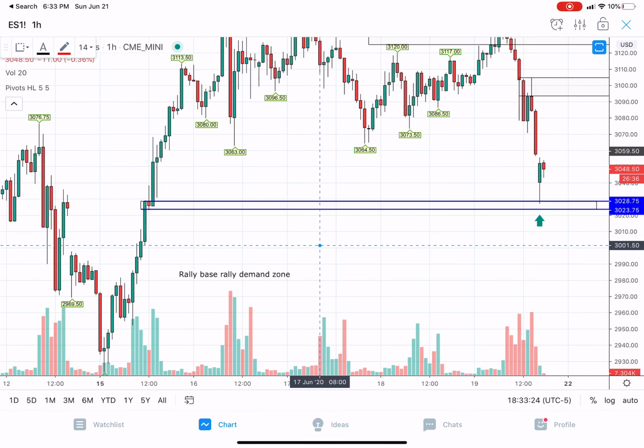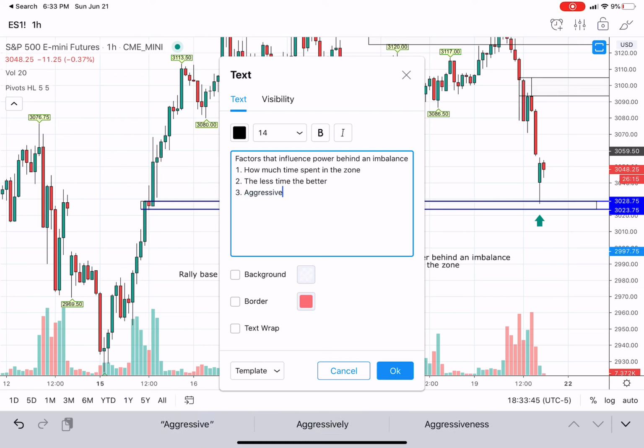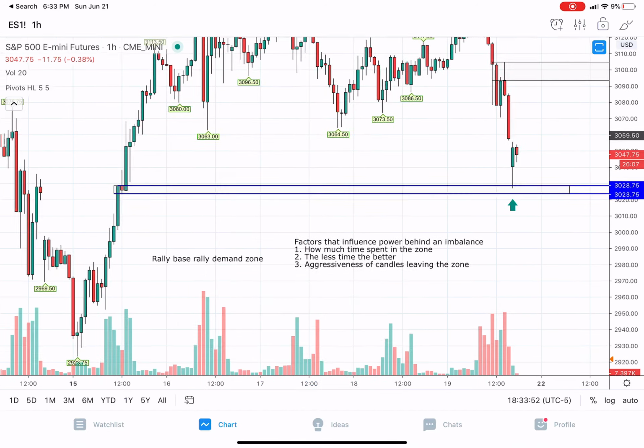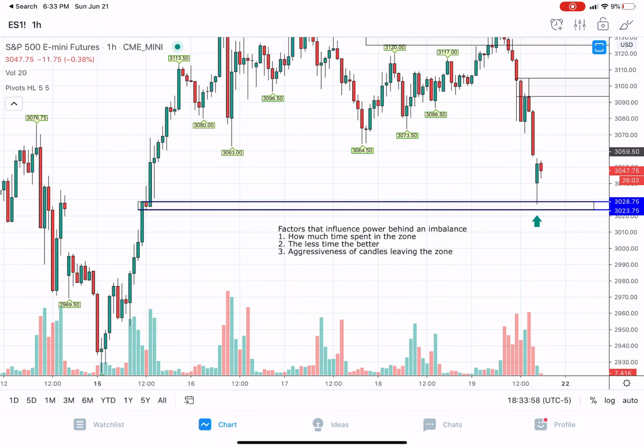So before I shut this off, factors that influence the power behind a bounce: the less time, the better, and the aggressiveness of candles leaving the zone. So this is a prime example. It would be this imbalance right there.